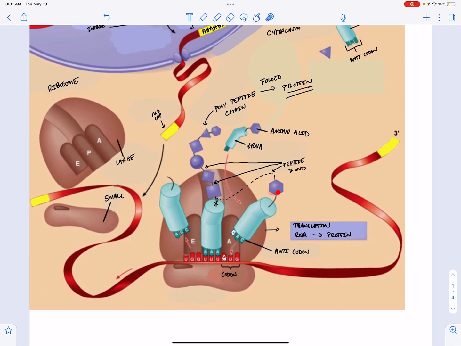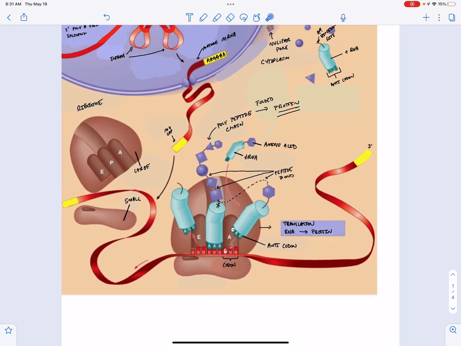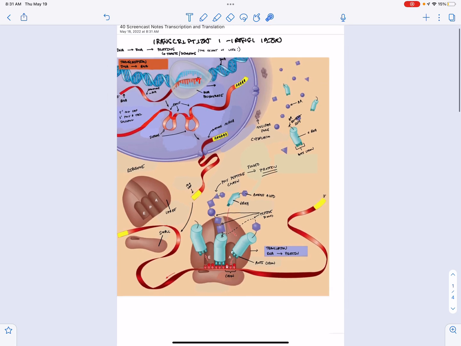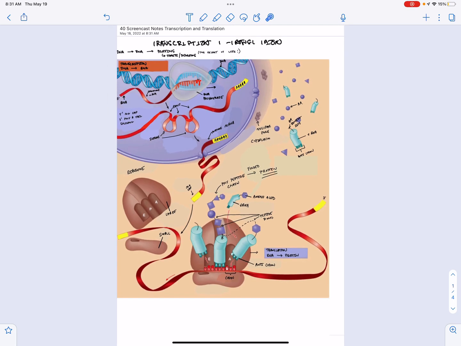This mutation will have an effect on what the amino acid is and eventually affect the protein. So, yeah, that is the secret of life. That is how we take information from the DNA and we turn it into a protein.